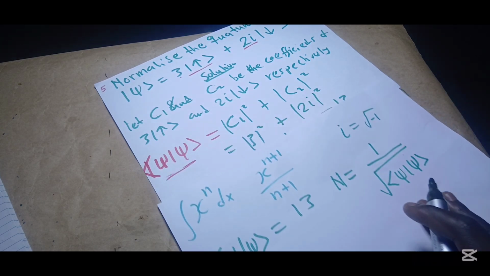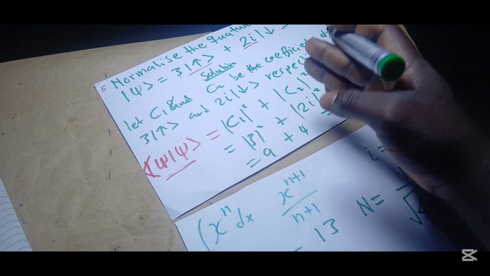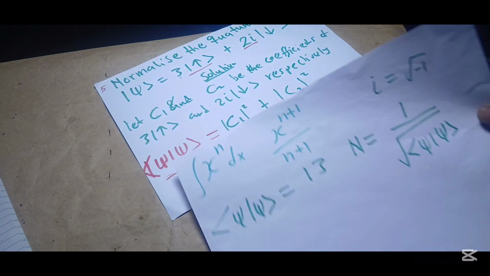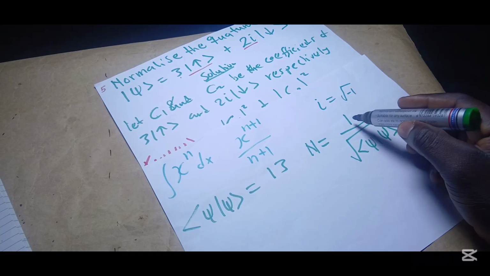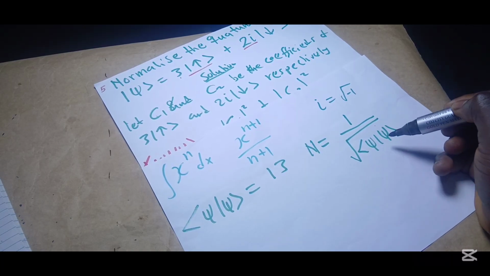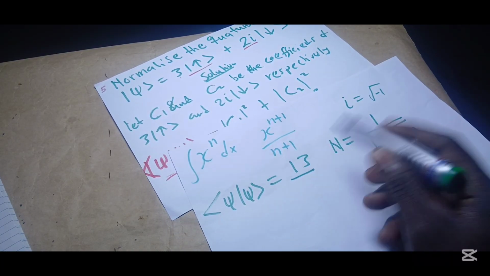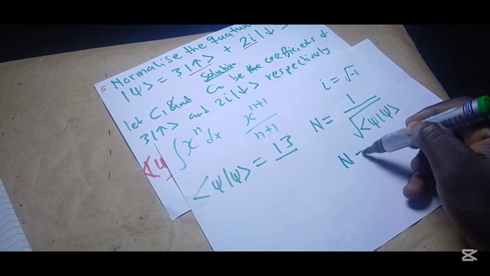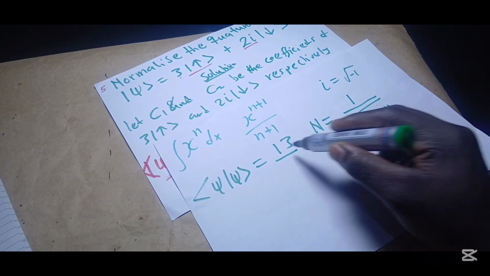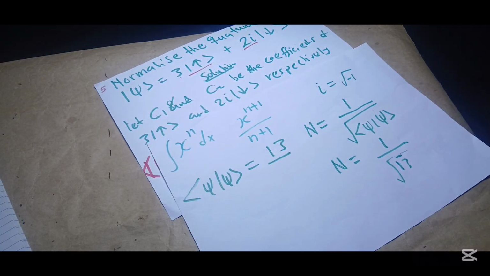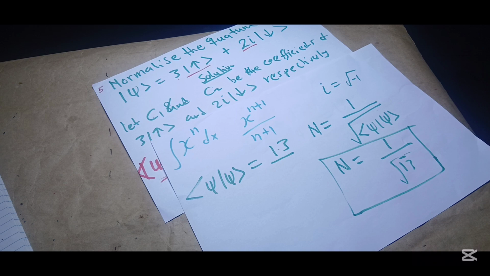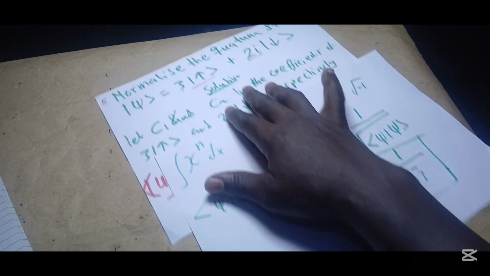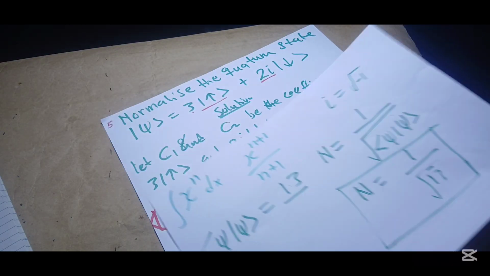First step, look for the norm by summing up the absolute square of each coefficient of the state given. Then the second step, you calculate the normalization constant, which is equal to 1 over the square root of the norm. So our norm is 13, so the normalization constant is 1 all over the square root of 13. And the last step is to multiply the normalization constant throughout the given state. So let's do that.